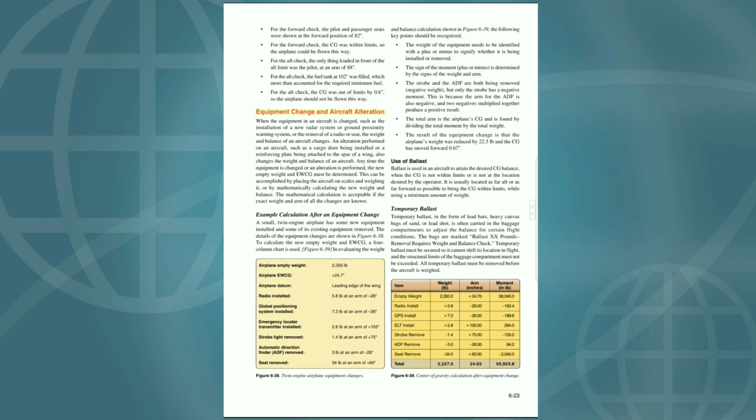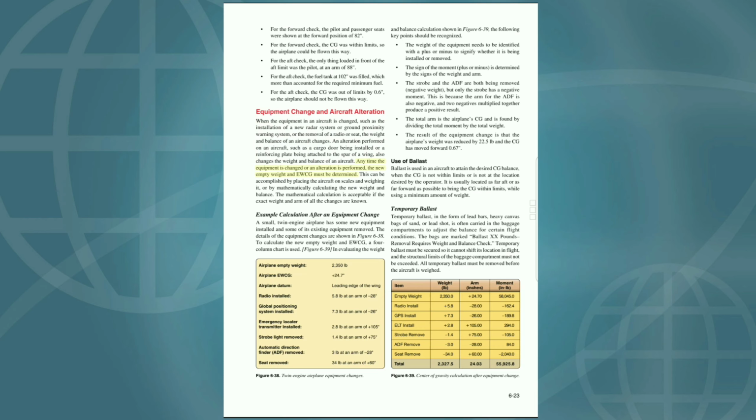Equipment change and aircraft alteration. When the equipment in an aircraft is changed, such as the installation of a new radar system or ground proximity warning system, or the removal of a radio or seat, the weight and balance of an aircraft changes. An alteration performed on an aircraft, such as a cargo door being installed or a reinforcing plate being attached to the spar of a wing, also changes the weight and balance of an aircraft.